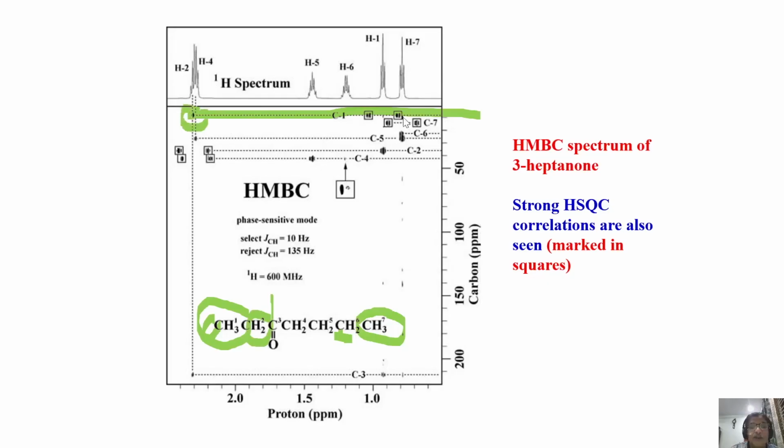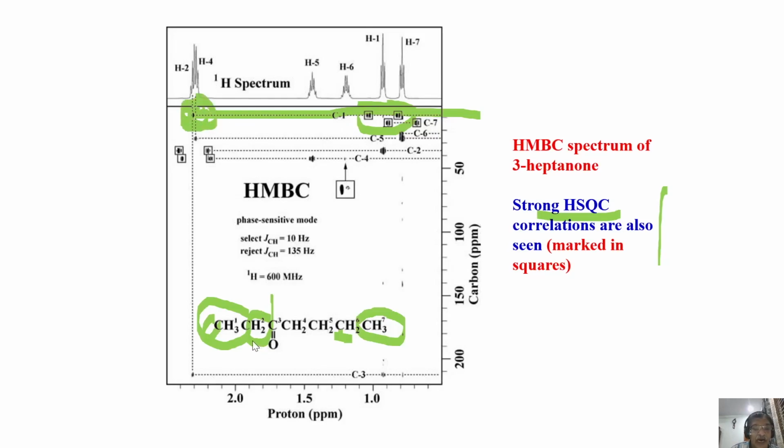Then you may ask, what are these other things coming? Those are HSQC correlations which are not completely suppressed here. In the real experiment, you have to suppress these, but it is not suppressed. That's why it is marked in squares here. This is because of HSQC correlation, you ignore. Those which are marked in squares, you don't worry. Now you will see carbon 1, there is a strong correlation to proton 2.